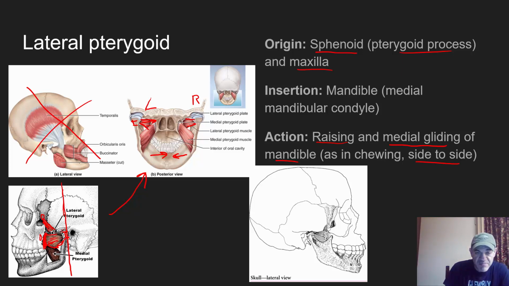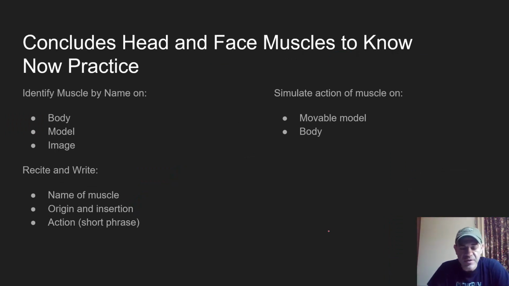So the left medial direction would be to the right. The medial direction of the right one would be pulling the mandible to the left. If we look at the picture in isolation here, there's your medial pterygoid, but again, it's on the other side of the mandible. Okay. Now, that's it for the muscles that you need to know for the head and face.